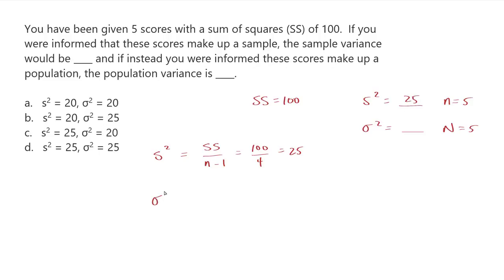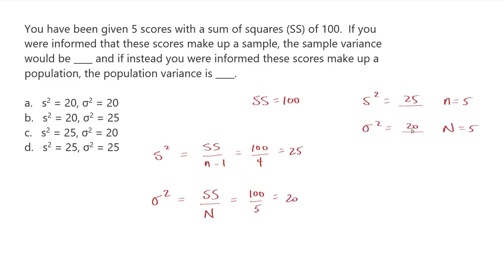If instead I'm dealing with population variance, it's still the sum of squares on top, but it's big N on the bottom, and I don't subtract 1. I'm just going to have a division by 5. And so this gives me an answer of 20.